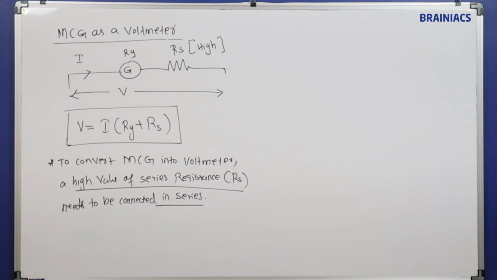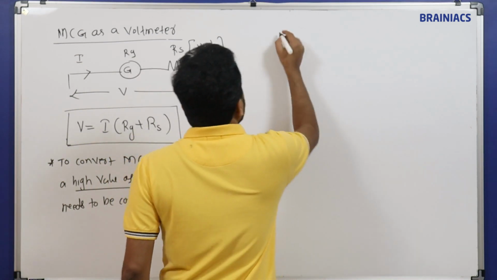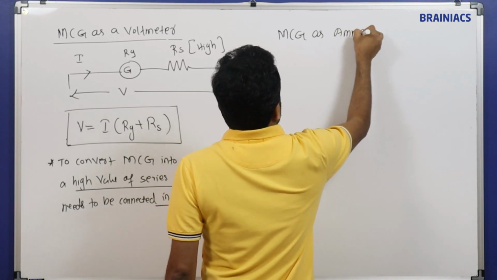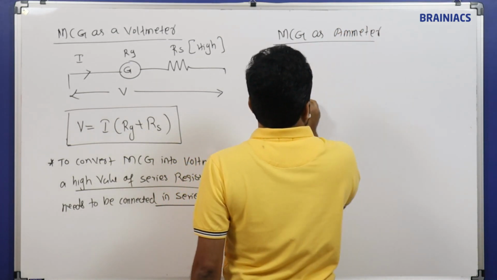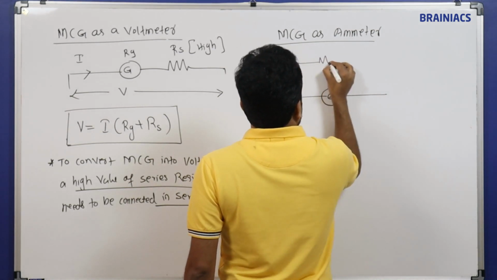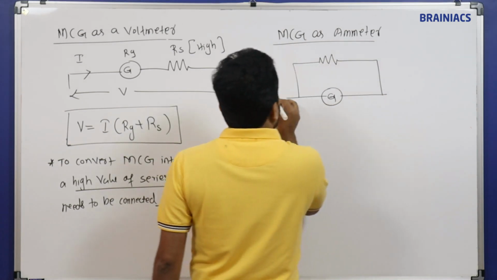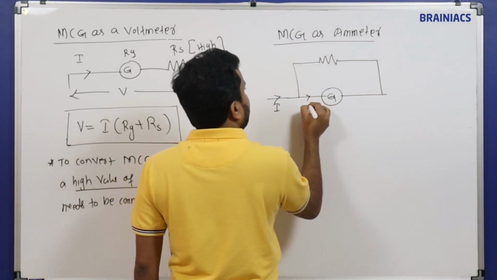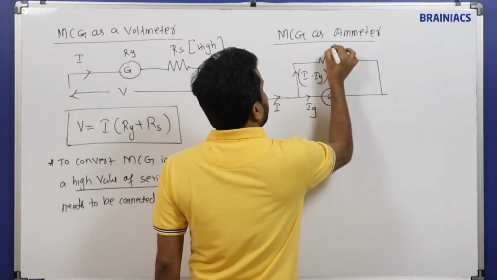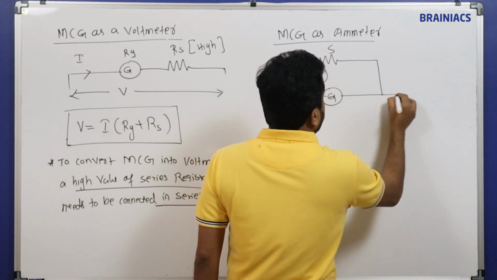Important. We will do some questions during our question discussion sessions, and based upon that we will get some practice on it. The next heading: MCG as an ammeter. We have a moving coil galvanometer. To convert a moving coil galvanometer into an ammeter, a resistance needs to be connected in parallel, and that resistance is called shunt resistance. Listen here.